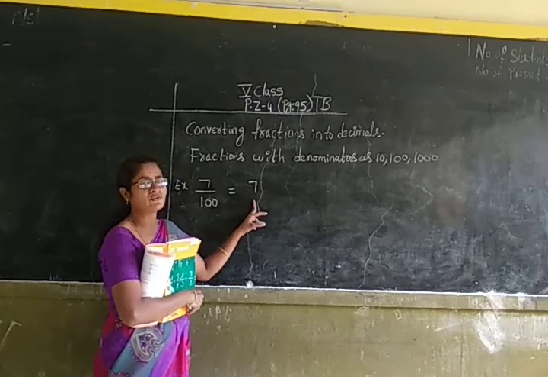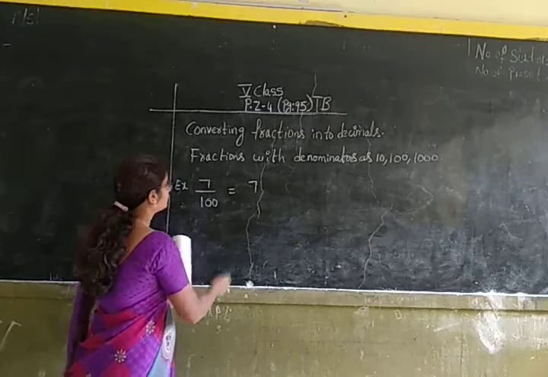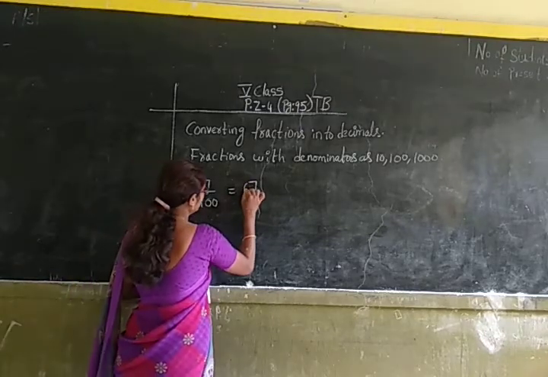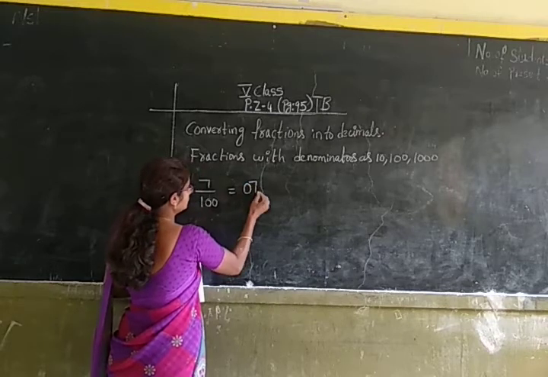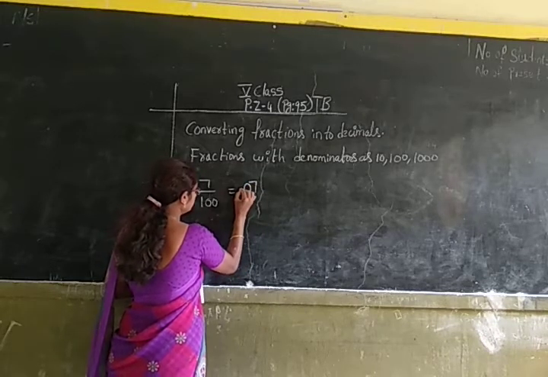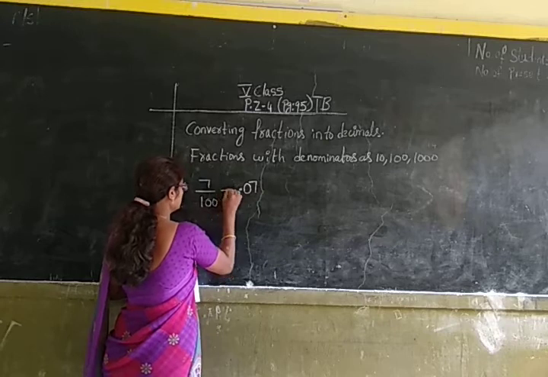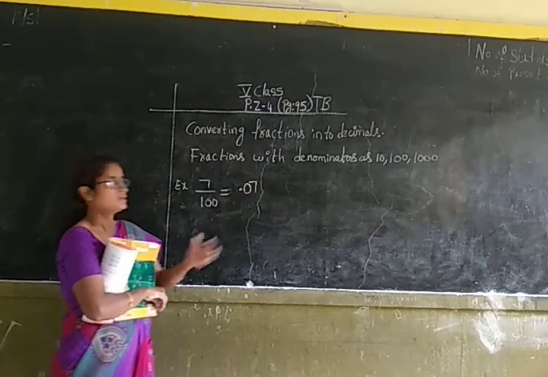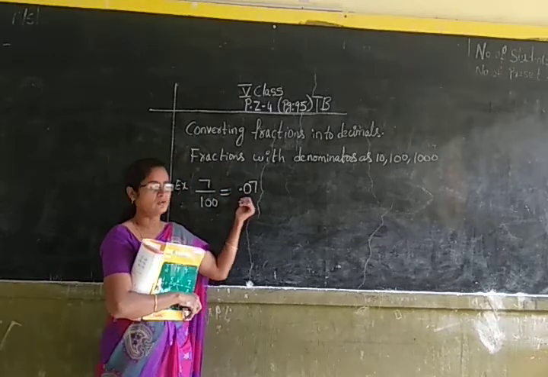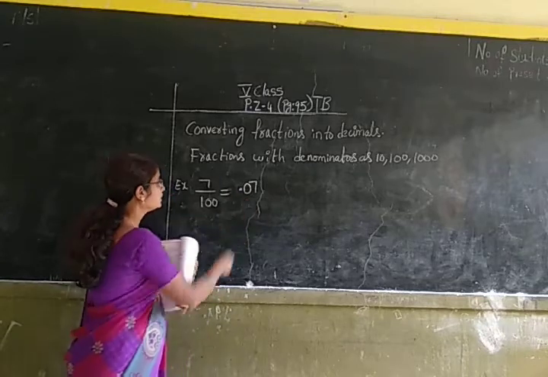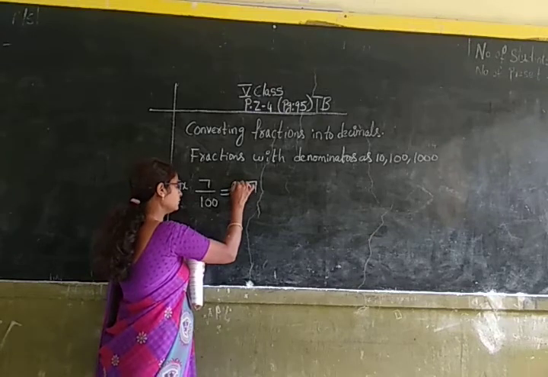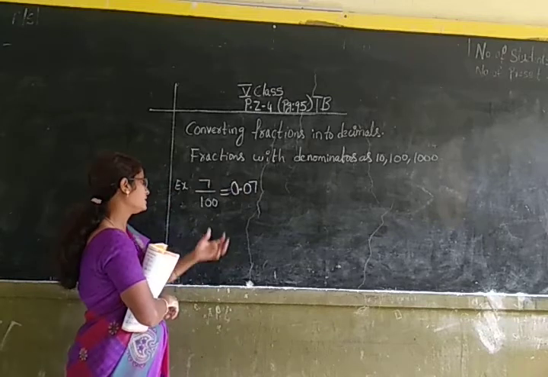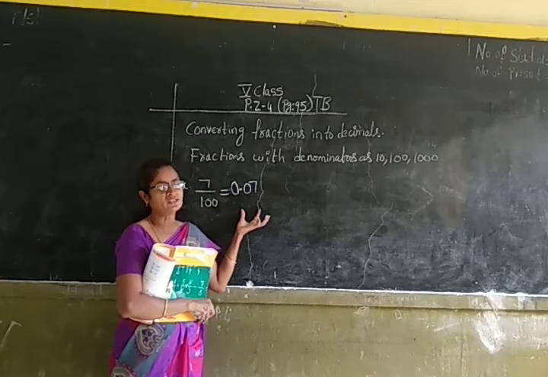But here you are having only 1 digit. So for another digit you have to take it as 0. Now you have to put a point after 2 digits. Since there is only 1 digit, for the second digit you have to take a 0. Here there is no number in the whole number part, so you take it as 0. So the decimal form of 7 by 100 is equal to 0.07.